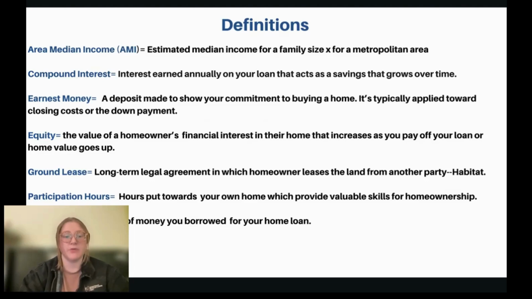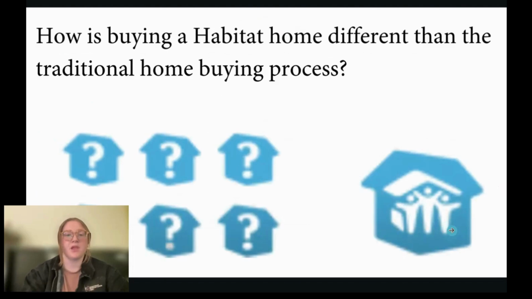Equity is the value of a homeowner's financial interest in their home that increases as you pay off your loan or home value goes up. A ground lease is a long-term legal agreement in which the homeowner leases the land from another party, in this case, Habitat. That's something we'll delve a lot more into as we continue this presentation, so don't be afraid by that right now. And then participation hours are hours put towards your own home, which provide valuable skills for homeownership. And then finally, principal is the amount of money that you borrowed for your home loan.